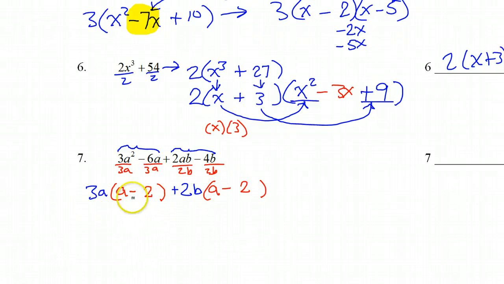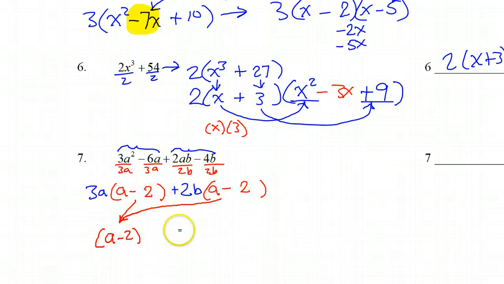Notice how we have a minus 2 here twice. That is a common factor. Just like we pulled the 3a out and put it in front, we need to take the a minus 2 and pull that out front. Like this, a minus 2. Notice it is not a minus 2 squared, just like it wasn't 3a squared when we took 3a away from both of these. We're just undistributing the a minus 2.